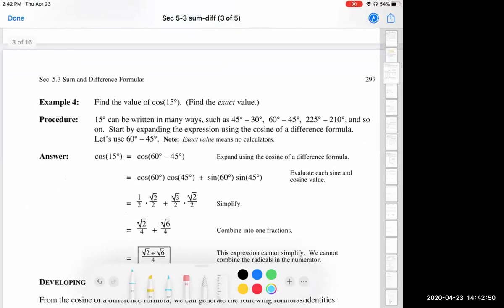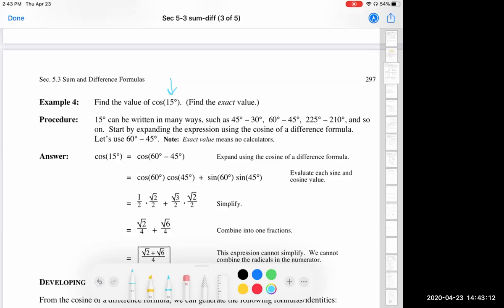Now let's do example 4. Take a look at your unit circle. Is 15 a value in your unit circle? No, it's not. We go by 30s, 45s, and 60s, and values in different types of 30s, 60s, and 45s, and 90s. We don't have 15. So how can I find cosine of 15?